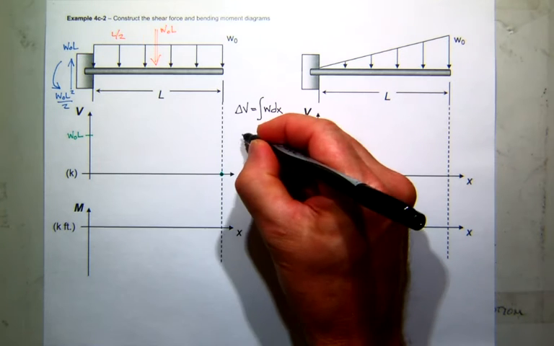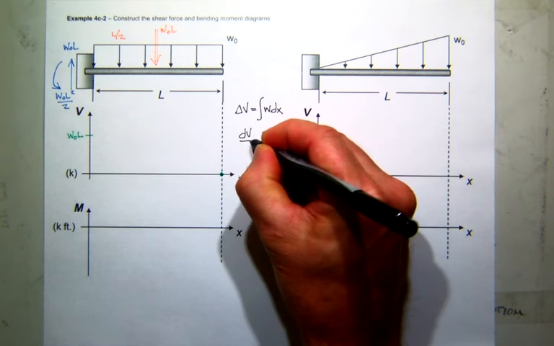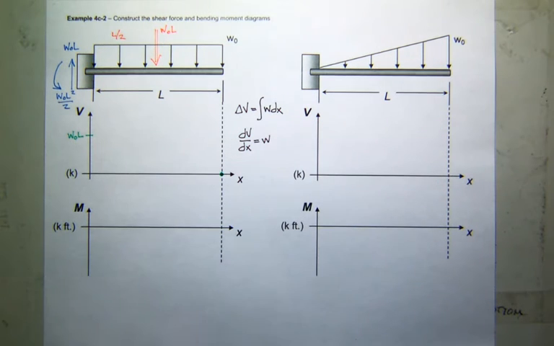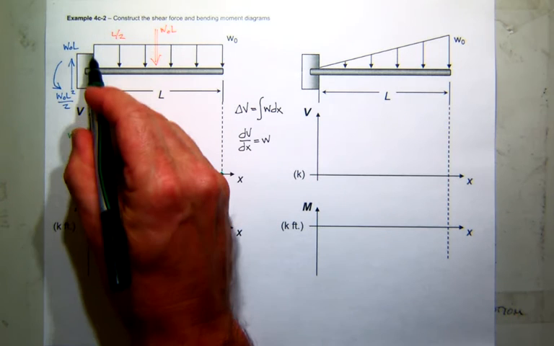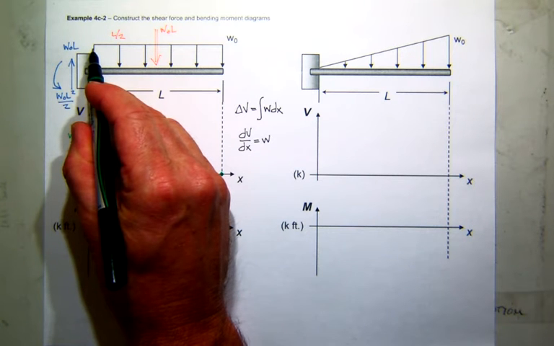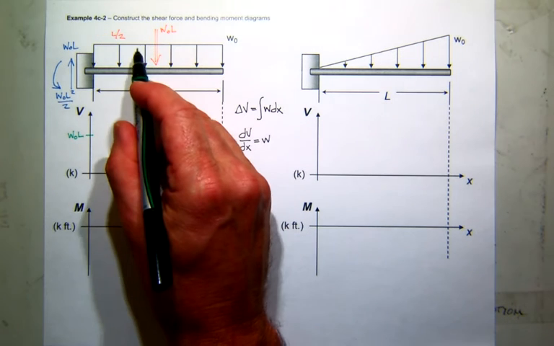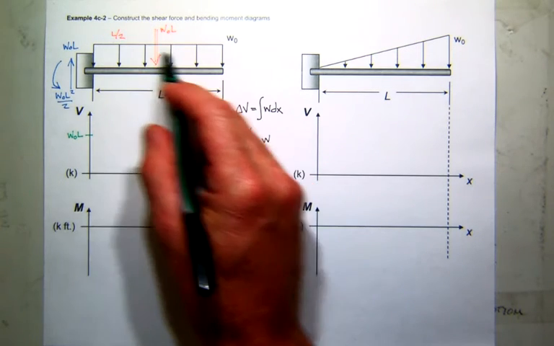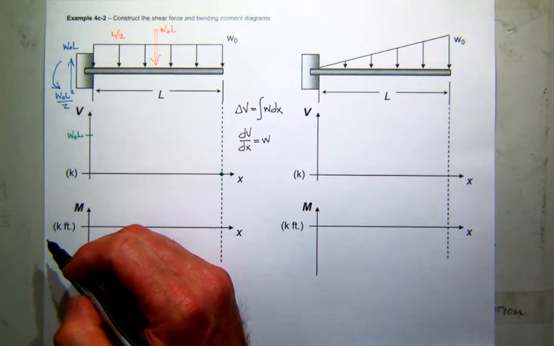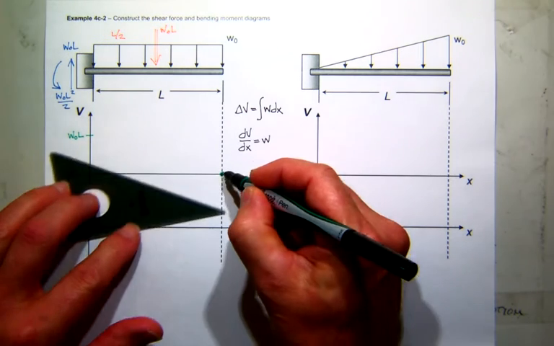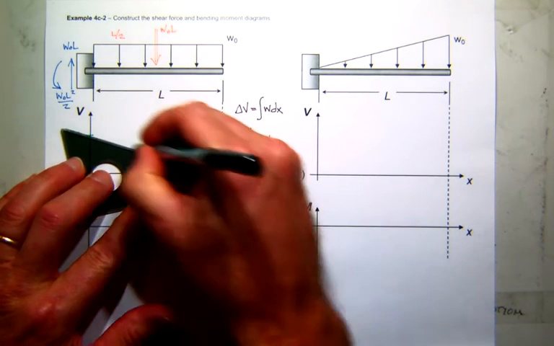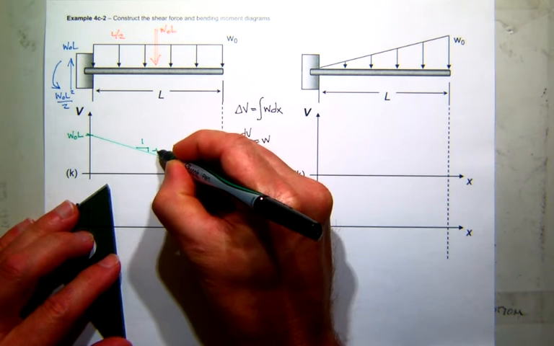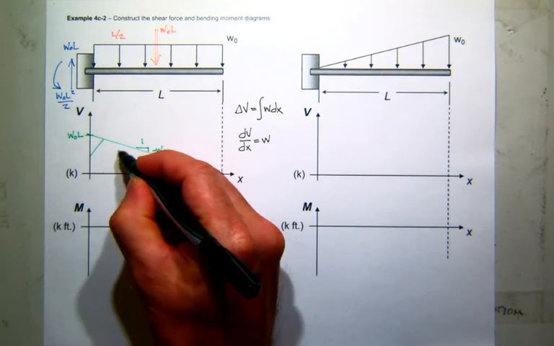What's the shape of the curve? Well, according to my theory, the slope of the shear diagram is equal to the load. So if I start here, what's the value of the load? Minus W naught. What's it here? Minus W naught. What's it here? In fact, it's minus W naught everywhere. What kind of curve has a constant slope? A straight line. And the slope of that line is minus W naught. So there's the shear diagram.